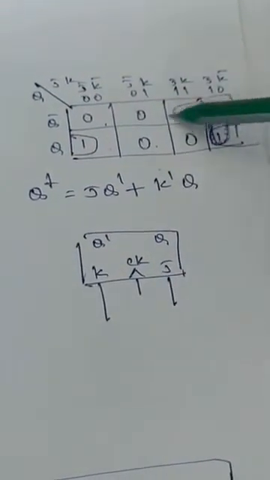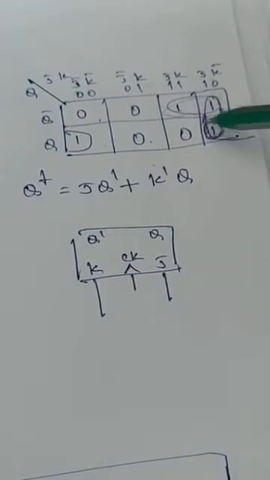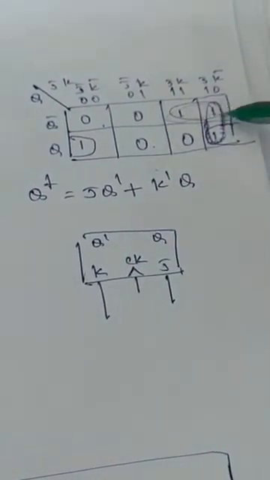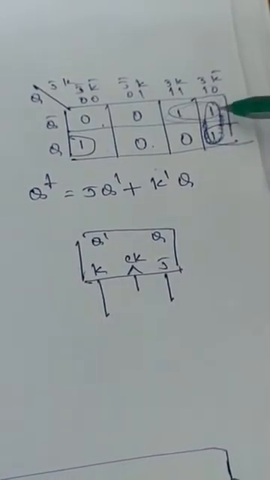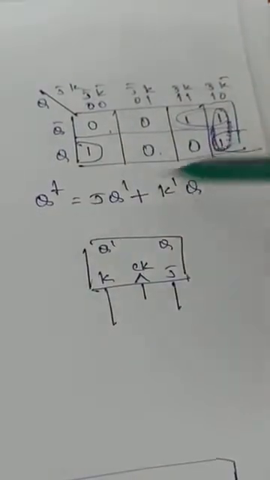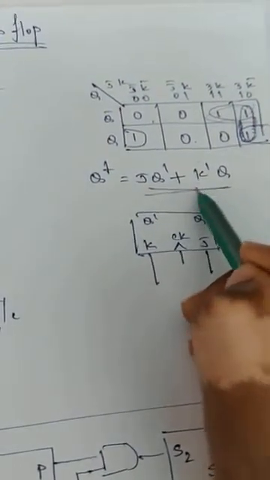So I have made a pair here. This is one pair, and this folding is one pair. Two pairs. There is no horizontal pair, no vertical pair. So there is one horizontal pair. This is folding one pair. So by grouping this, you are going to get this expression. So this is the characteristic expression of JK flip-flop.